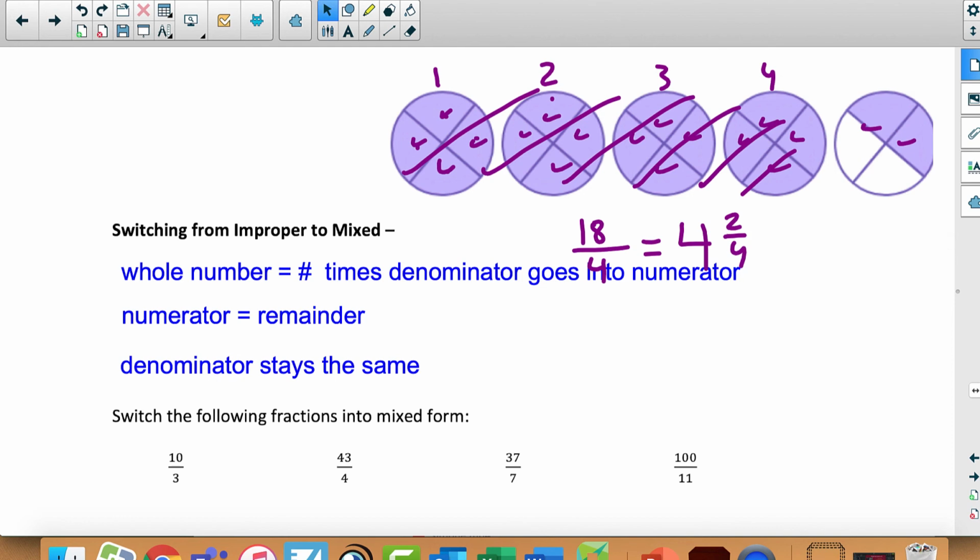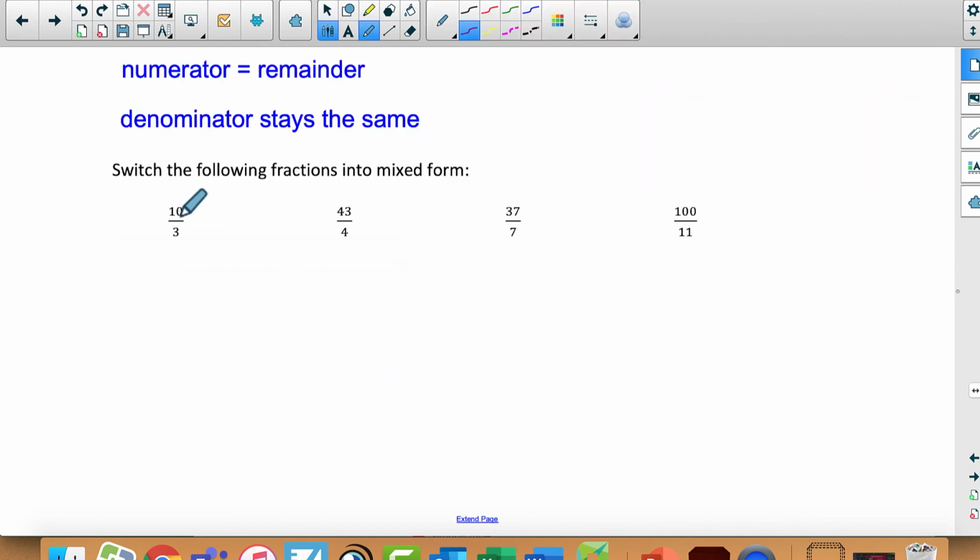Okay, so let's switch some of these into mixed form. So 10 thirds. Let's just think of a whole here for a second. Okay, here's a whole. A whole is made up of 3 pieces. Every time you have 3 pieces shaded, you get a whole. We have 10 pieces shaded. So how many of these could you make? You could make 3 of these guys, couldn't you? Yes, 3 goes into 10 3 times.